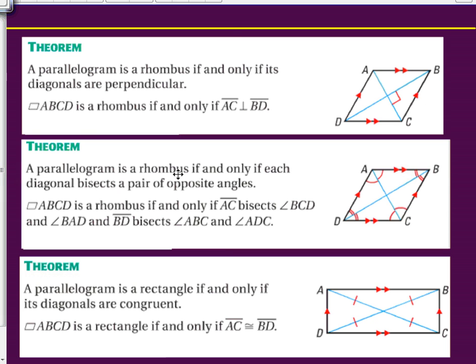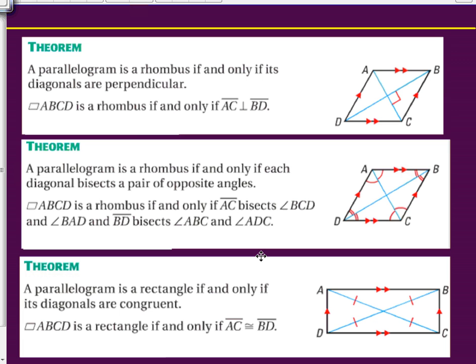So here it goes. The first theorem is a parallelogram is a rhombus if and only if its diagonals are perpendicular, as you can see in this figure. The next one is a parallelogram is a rhombus if and only if each diagonal bisects a pair of opposite angles. And then the last one, a parallelogram is a rectangle if and only if its diagonals are congruent.